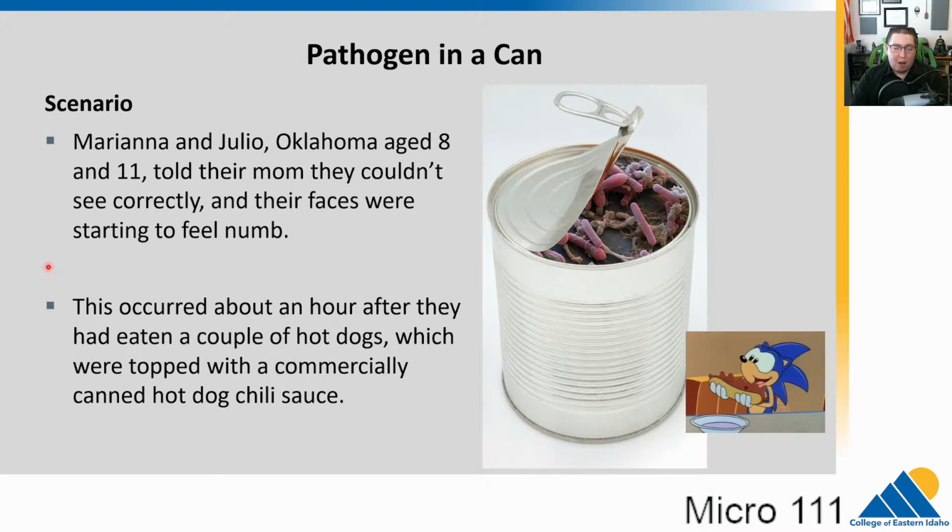Okay, so let's start with a case study here. This one we have Mariana and Julio, ages 8 and 11, and they tell their mom that they can't see right and that their faces are starting to feel numb. This occurred about an hour after they'd eaten some hot dogs with this chili sauce on it. So, of course, here's Sonic. He loves chili dogs, right? And this wasn't home prepared. This was commercially canned chili sauce.